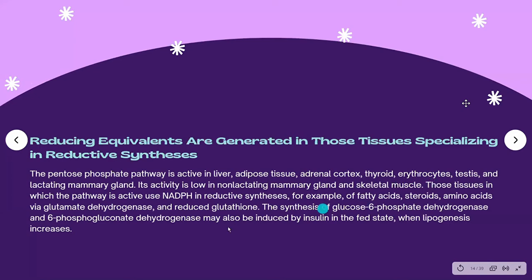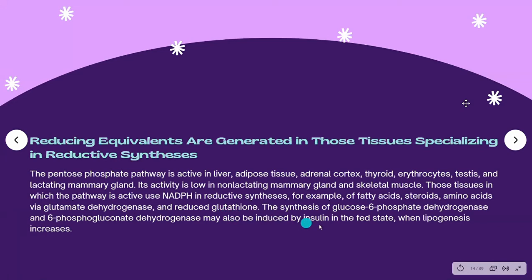These tissues in which the pathway is active use NADPH in reductive synthesis: fatty acids, steroids, amino acids, and reduced glutathione.